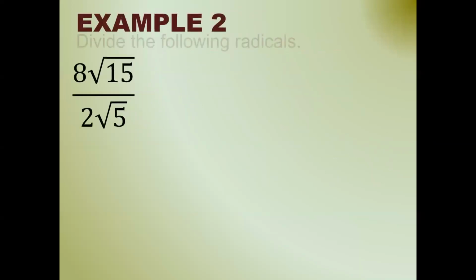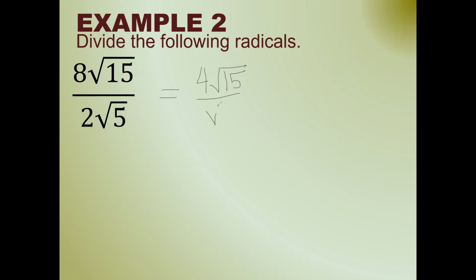Next example tayo. Example number 2. In this example, look at the coefficients 8 and 2. So 8 and 2, we can divide our coefficients. So 8 divided by 2 is 4. Square root of 15 all over square root of 5. Okay. Next is multiply natin siya ng rationalizing factor of the denominator, which is square root of 5. So square root of 5 and square root of 5 for both numerator and denominators.